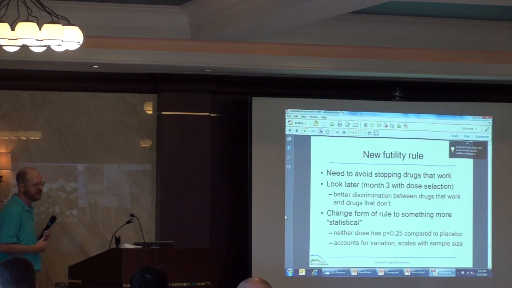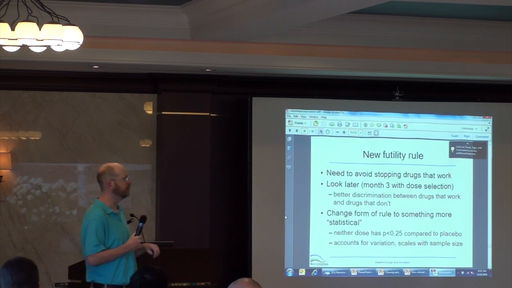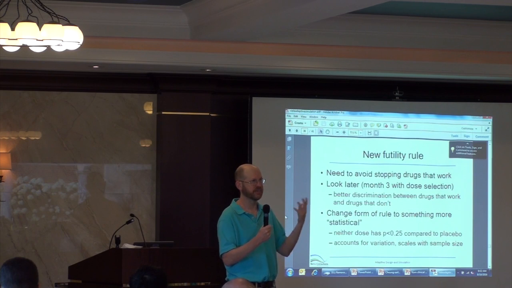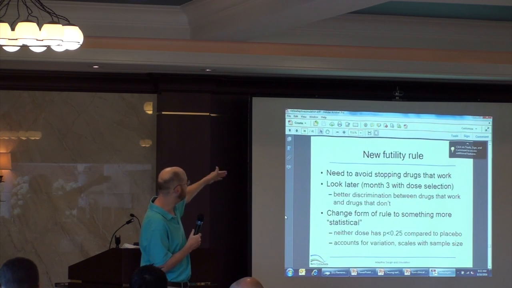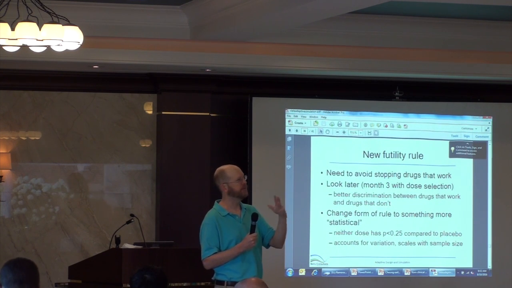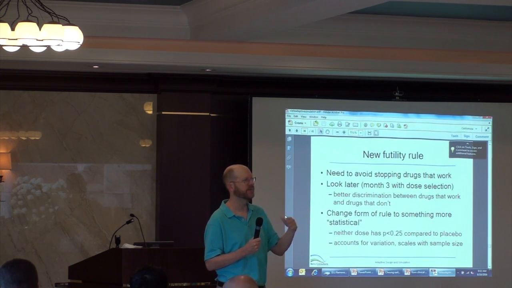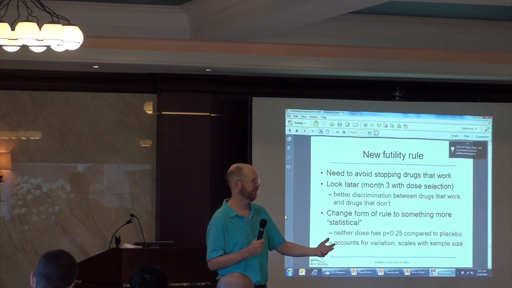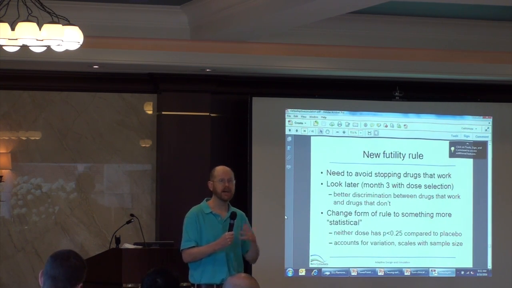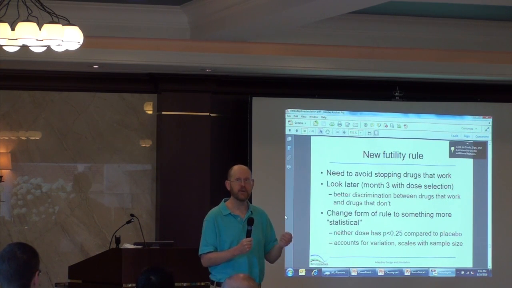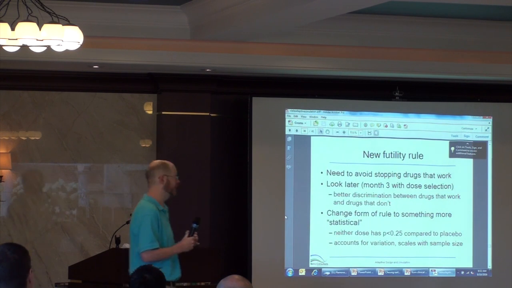So I changed this a little bit. Instead of just having a conservative rule, and again, you could set up all kinds of monitoring systems, this is just an example, I decided to look later. Instead of looking at 1 month, I was already doing a dose selection at 3 months. Let's move the futility forward. We're only going to do futility at 3 months. Now, when I stop, I don't save as much. I only save half my trial rather than most of it, but I'm hoping to be a lot more accurate about doing so.